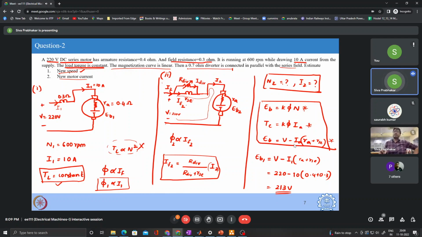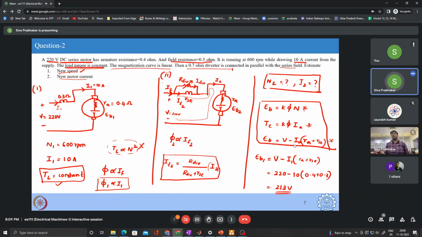Now in order to find out the value of IF2, I am using the current division rule, that is the opposite resistance divided by the sum of the two parallel resistances. That is, the current through this path is the opposite resistance by the sum of these two resistances times the net current flowing through the network. So I am applying the current division. Now they are asking us to find the new value of speed and the new value of current I2 which is flowing through the motor in this particular condition.